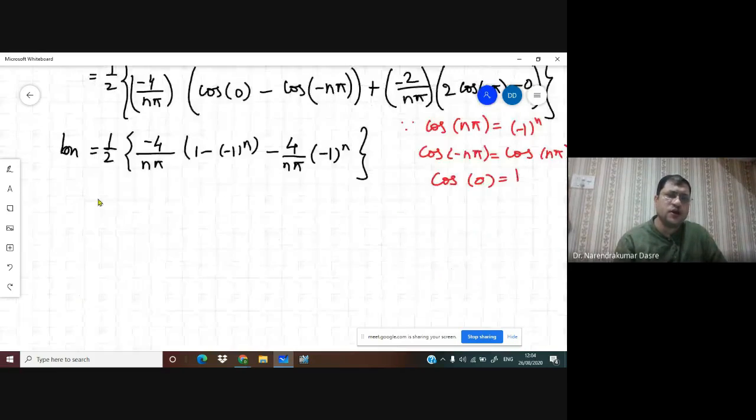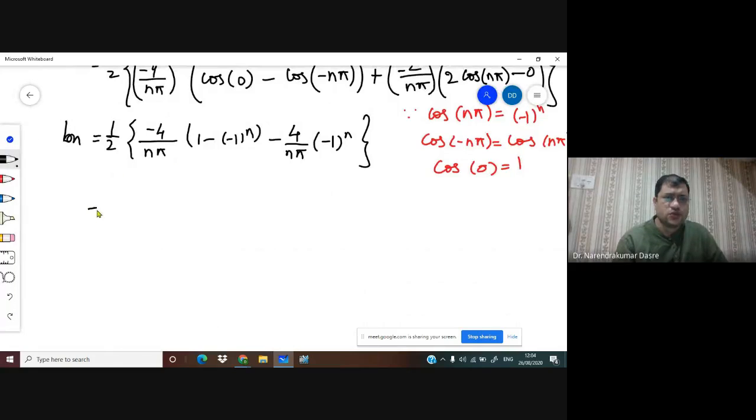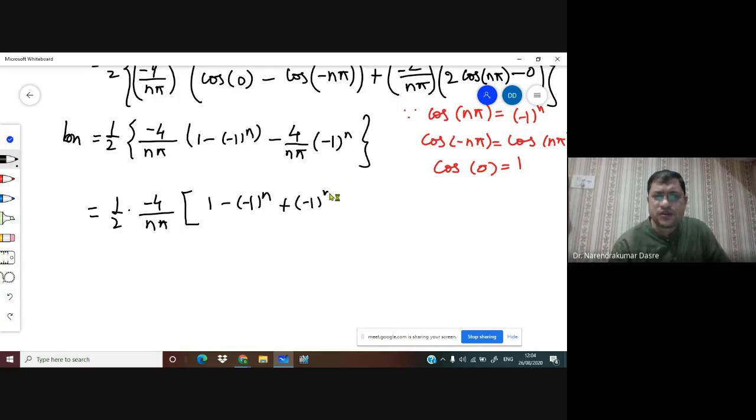Okay. Now simplify this. So what I can do is I can have this minus 4 upon n pi common. So I'll be having 1 half into minus 4 upon n pi common. What remains here? 1 minus minus 1 raised to n plus, what is the term you'll be having here? Minus 1 raised to n. So this term will get cancelled, because we are taking this minus out. So this will become plus, and so this term will get cancelled with this term.